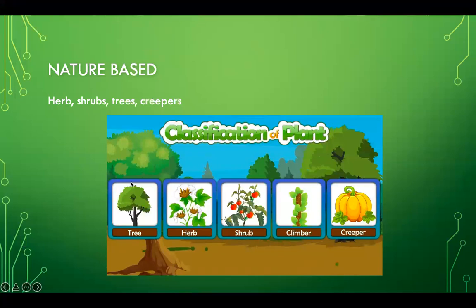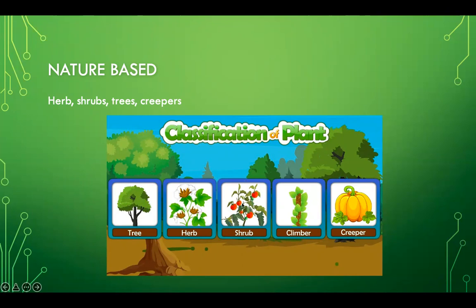Trees are larger. You can see it has a woody trunk and branches. Herbs are much smaller. It's a very small plant, and they have a soft stem, not a woody stem. So we call them herbs. Shrubs also have a woody stem, but the maximum height is around 2 or 3 meters. Those are small trees, actually.